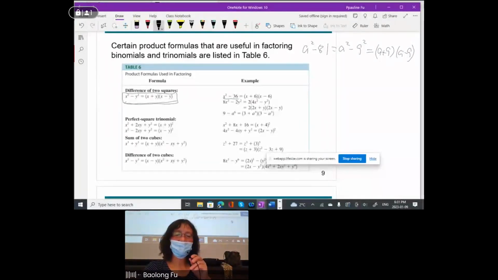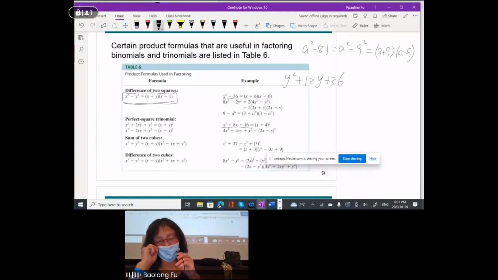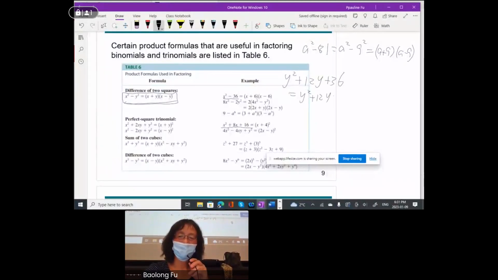Another example, similar to this one. Say y squared plus 12y plus 36. We know 36 is 6 squared, and then we apply this formula here, the perfect square trinomial. And this 12, so it is just y plus 6, y plus 6 squared. That's it.